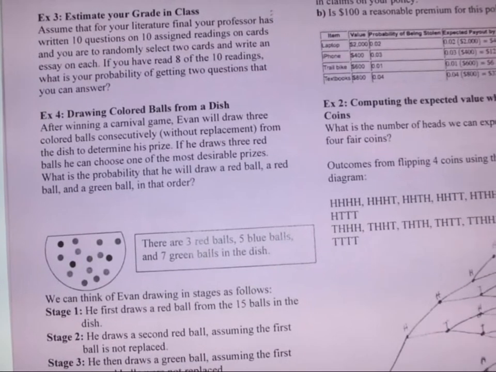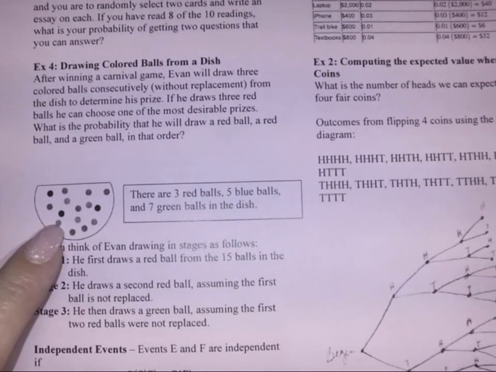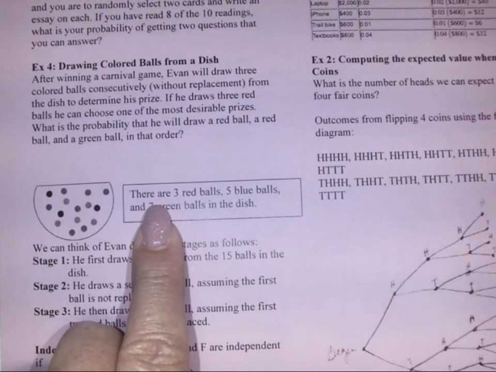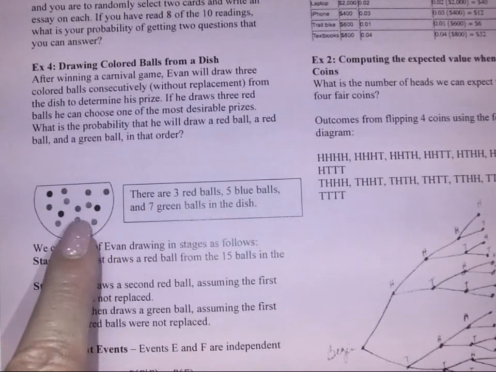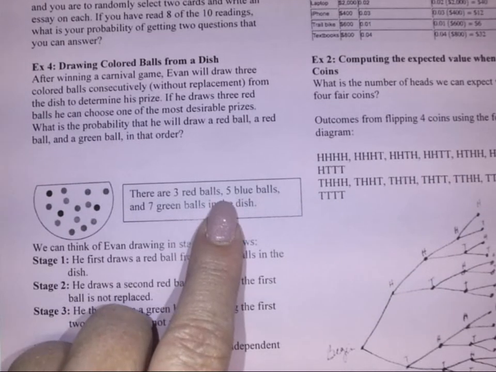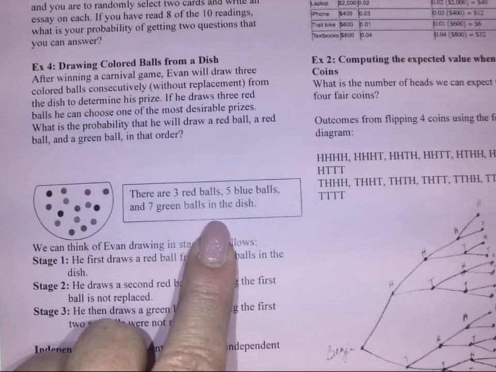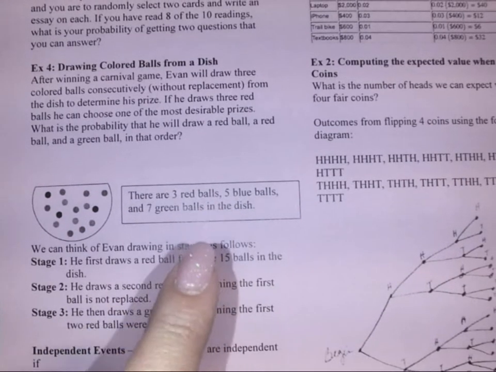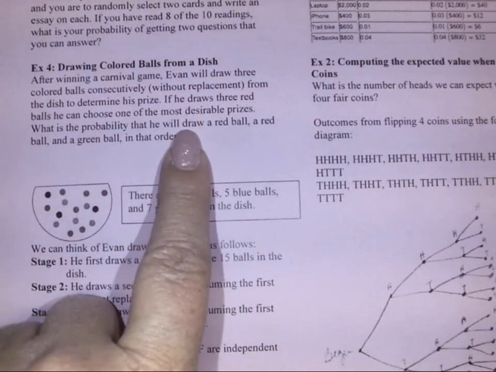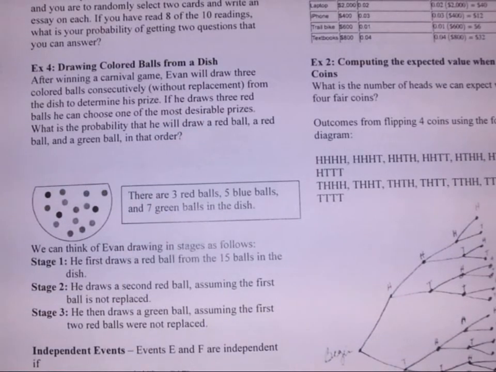All right, so I know you can't see the colors. So I've written out there are actually 3 red balls. Those are like the really dark ones. 5 blue balls and 7 green balls in the dish. So he's trying to draw a red, and a green.